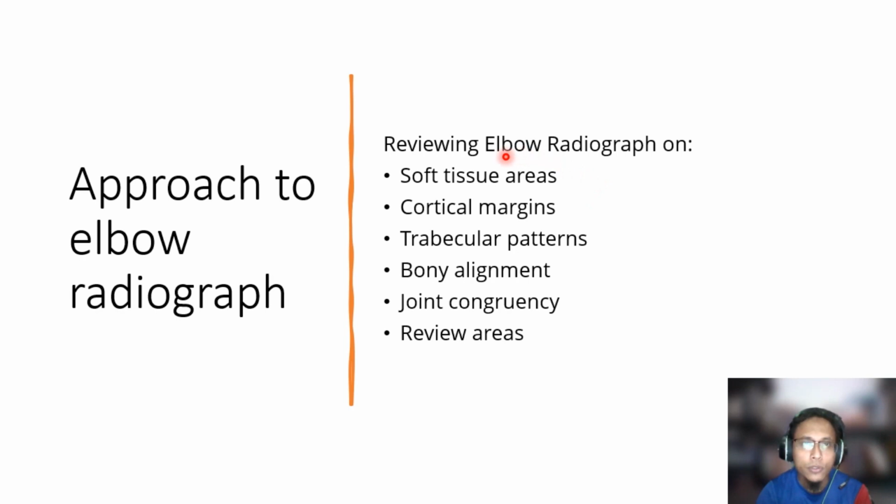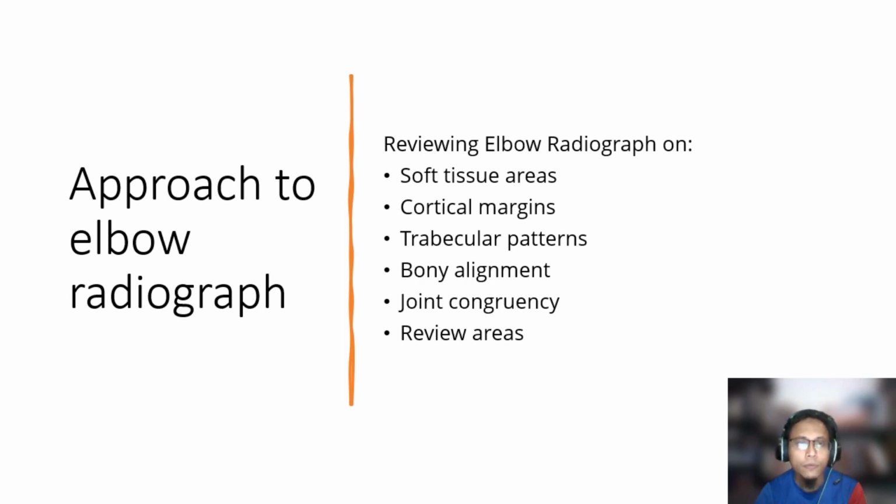Okay, if you start from the soft tissue area, make sure you see all the soft tissue area from the subcutaneous, cutaneous to the bone region until the coronoid process, coronoid fossa. If you see the cortical margin, see from the proximal to distal aspect, medial to lateral, radial to ulnar. And don't forget to inspect the trabecular pattern of this region. I will explain later. Bony alignment of each of the bones should be assessed, and joint congruity should be assessed also.